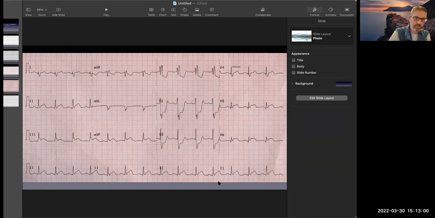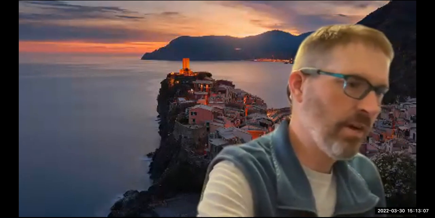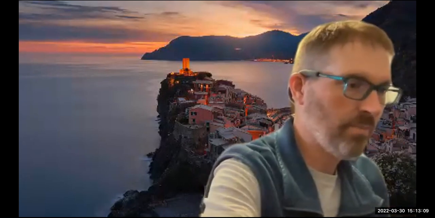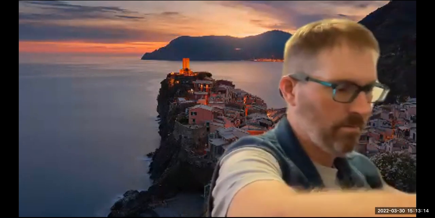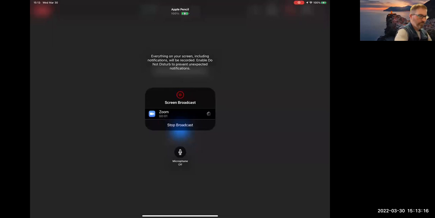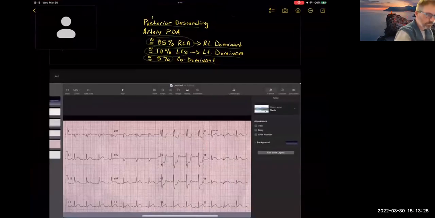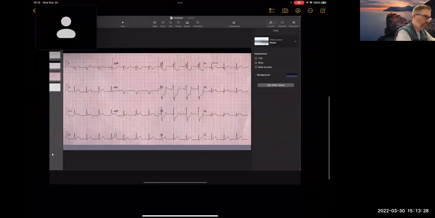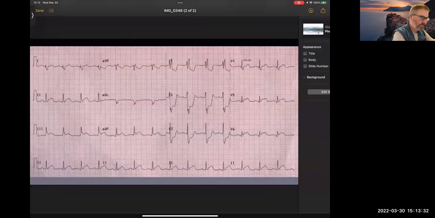And so what I'm going to do now is I'm just going to stop sharing and I'm going to share through the iPad just so I can draw a couple things for you all. Go. All right, so here's that 12 lead again. Let me zoom in on it here.